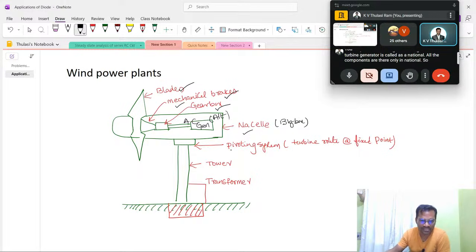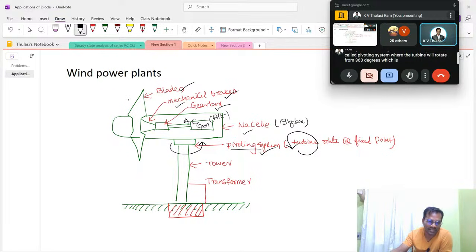Then the pivoting system. We can rotate our plant 360 degrees. This kind of system is called a pivoting system, where the turbine can rotate through 360 degrees, and the blades also can be rotated here. This is also possible. And the power we generate from the alternator is AC supply.